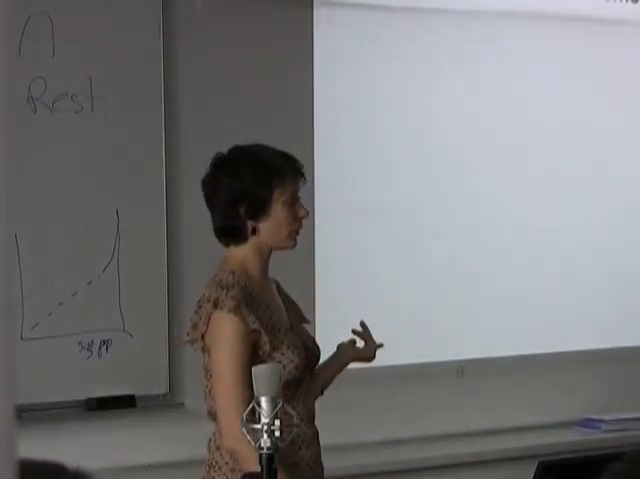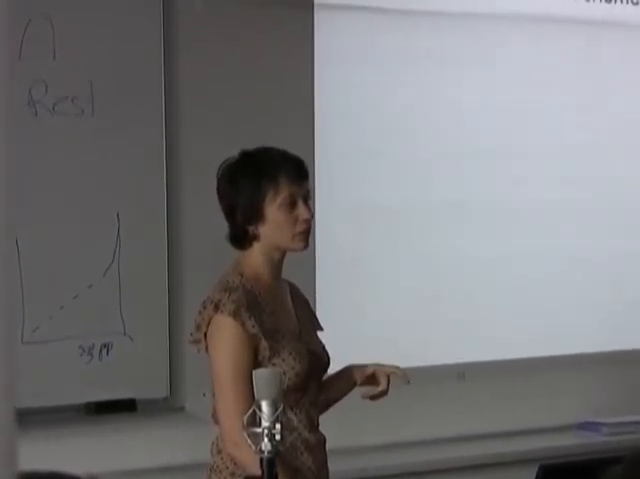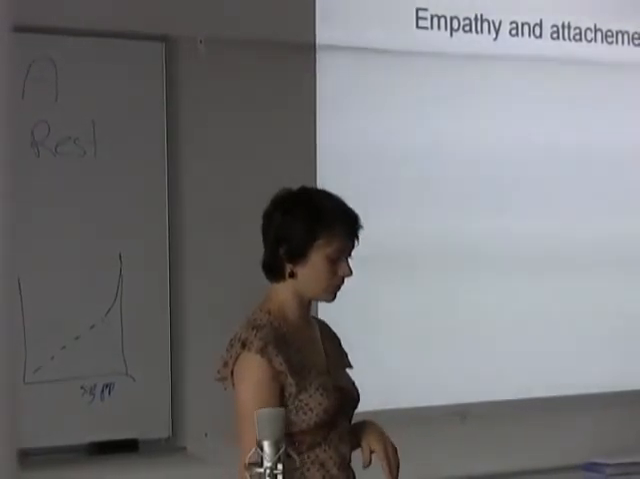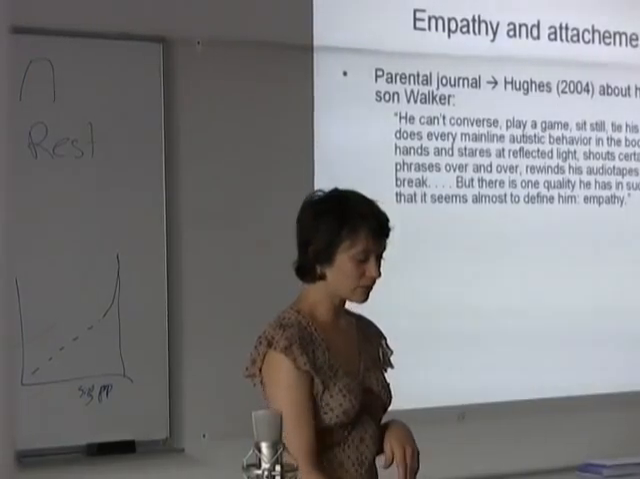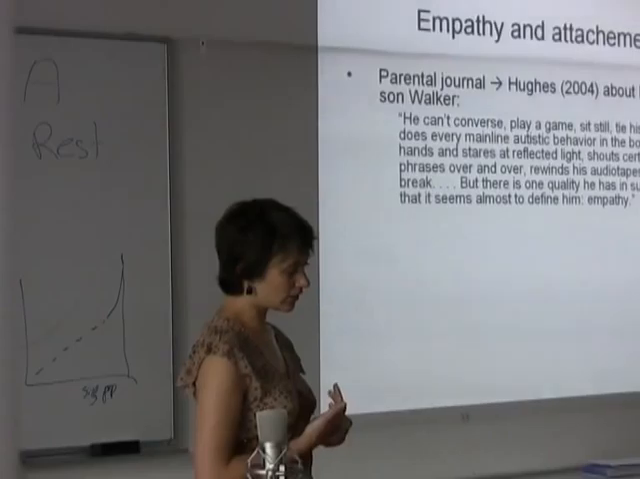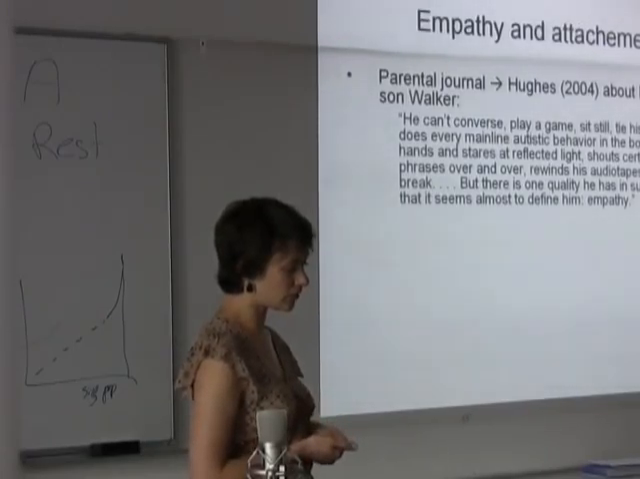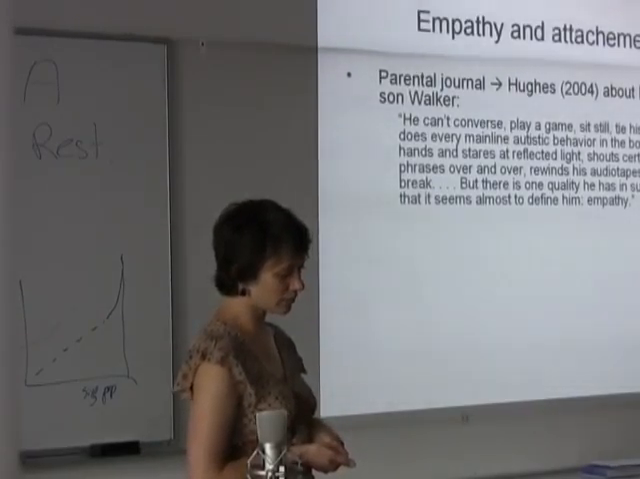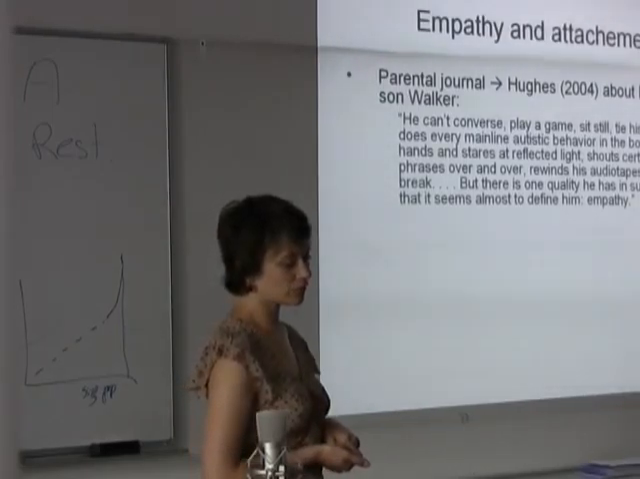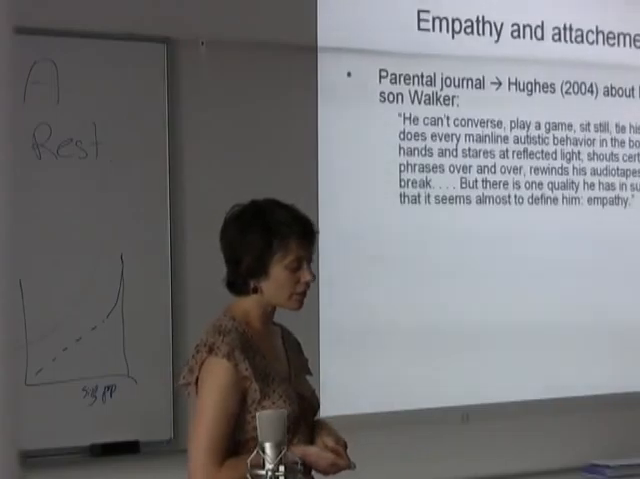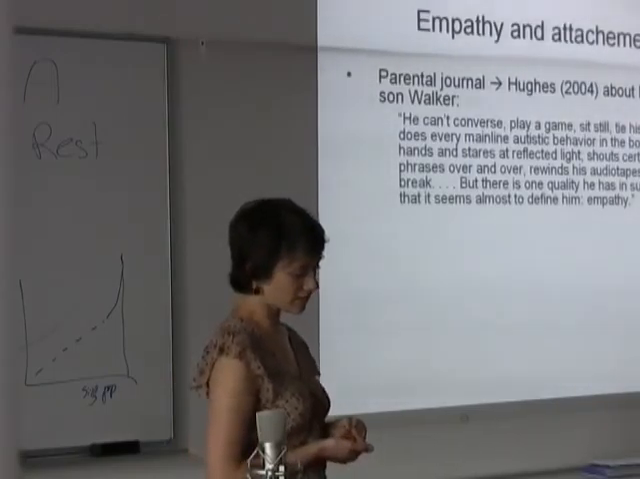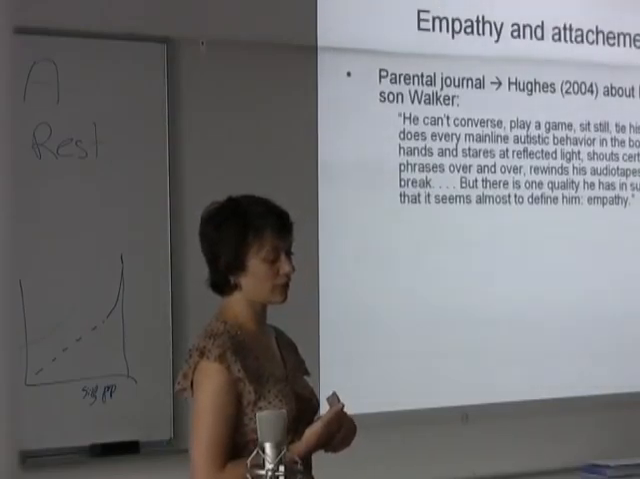I'm going to present you with experimental evidence together with autobiographical reports and things like that, because I think that both evidence need to be taken seriously. So here's what Hughes writes about his autistic son Walker. He writes, he can't converse, play a game, sit still, tie his shoes. He does every mainline autistic behavior in the book, waves his hands and stares at reflected light, shouts certain words and phrases over and over, rewinds his audio tapes until they break. But there is one quality he has in such abundance that it seems almost to define him, empathy.